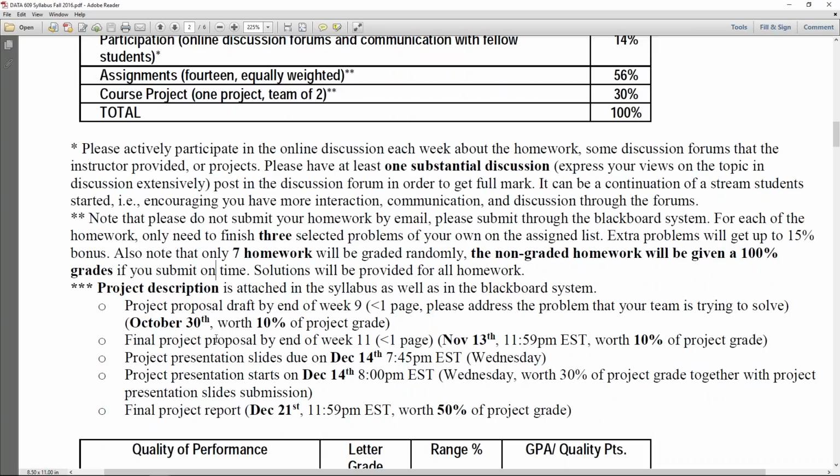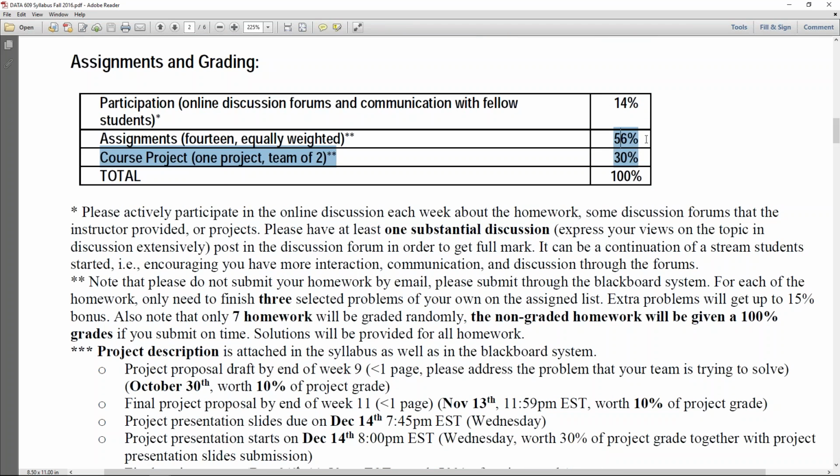And then I only randomly grade 7 homeworks. So the non-graded homework will be given 100% grades. So if I don't grade homework 1, for example, I'm still going to post the solution for homework 1, and then you need to review the solution for homework 1 yourself. So even though you get 100% for that homework, it doesn't mean you actually did 100% correctly. That's why I hope you can do some homework after you submit the homework so that you understand what the solution is. Of course, for the ones that are actually great, you would specifically know where you didn't do right or which part you can actually improve. And then that actually gives us 56%, essentially saying that each homework is worth around 4%.